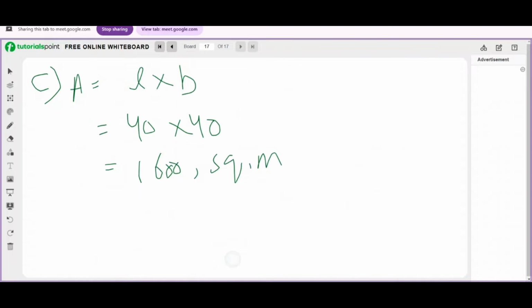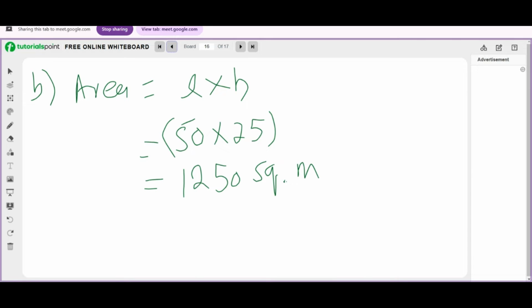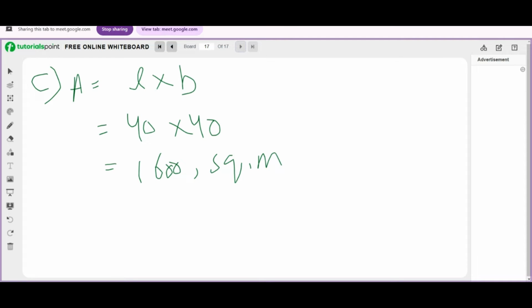1250 square meters here. Yes, 1250. And then next. No, why 40 into 4? 40 into 40, Aryan.